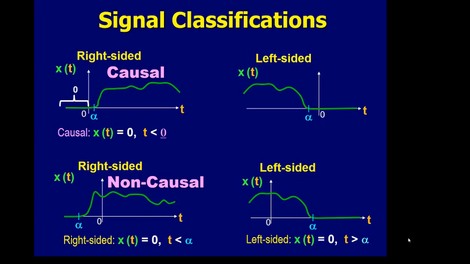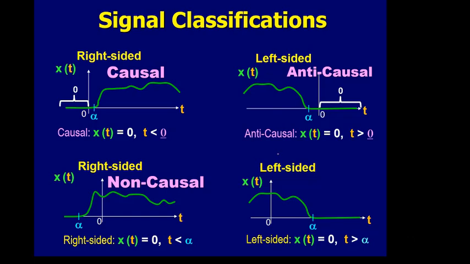Now there is an opposite to a causal signal, and that's shown here in the upper right. This would be an anti-causal signal. Here the opposite criteria apply. X of t has to be 0 for all t greater than 0. So like a backwards causal signal. So this signal at the top right is left-sided and anti-causal. Looking at the lower right, this left-sided signal is neither anti-causal nor causal. We would just call this one non-causal. We don't usually use the terminology non-anti-causal.